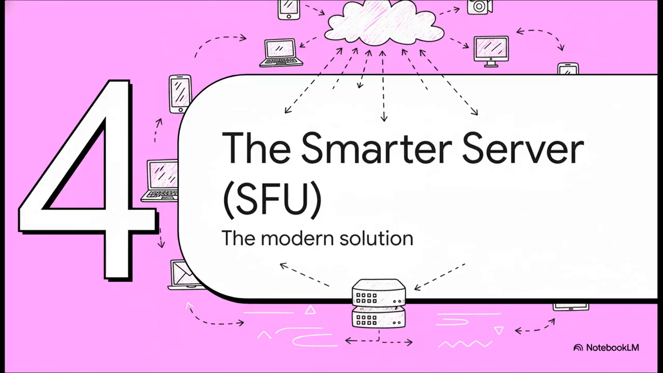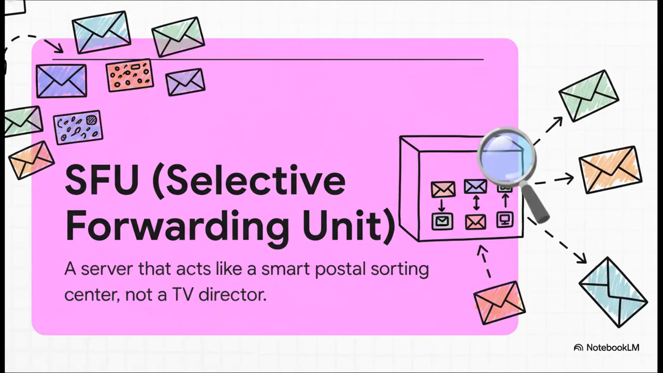So the high cost and the total lack of flexibility with the MCU, well, that led to the next, and for now, the final evolution in how video calls are built. This is the real secret sauce behind the apps that we all use every single day. Let's talk about the smarter server. It's called an SFU, or Selective Forwarding Unit. And look, if the MCU was a TV director, the SFU is more like a super smart, super fast postal sorting center. It doesn't open your mail, it doesn't read it or change it, it just receives all the packages and routes them to the right destination as fast as possible.